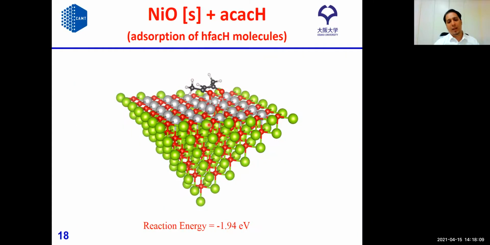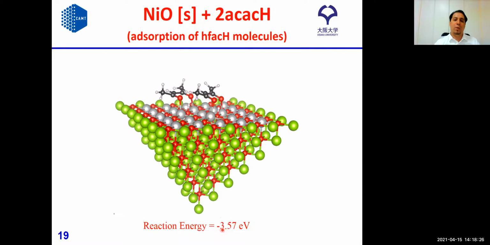So let's see what we have found. When the acacH reaches the surface, this molecule is deprotonated and this hydrogen is transferred to the surface, and the reaction energy goes to -1.94. When another one also does the same, it is deprotonated and reaches the reaction energy -3.57 eV, but unfortunately, the nickel complex cannot be formed on a flat surface.